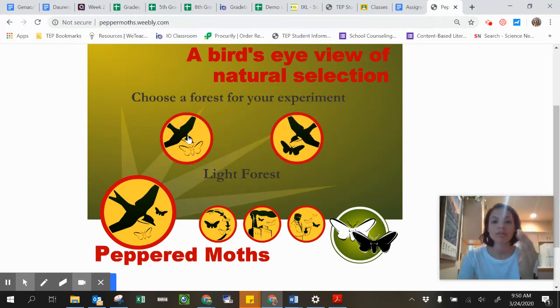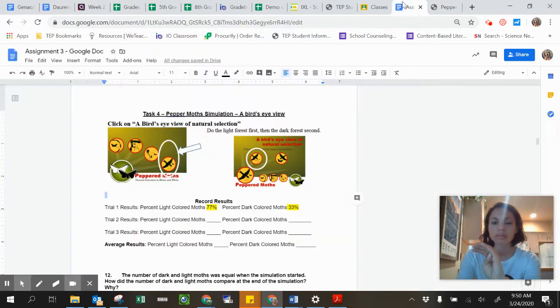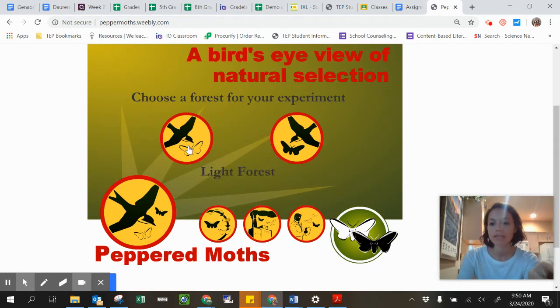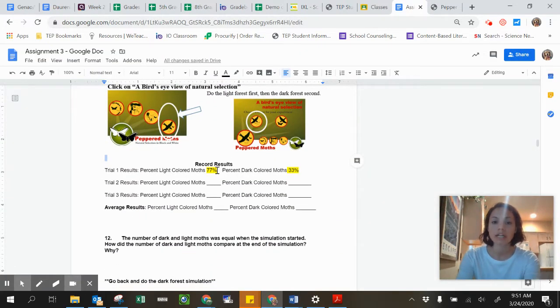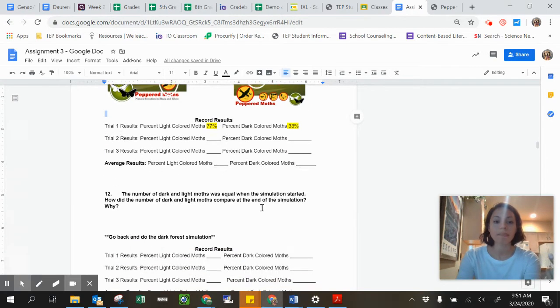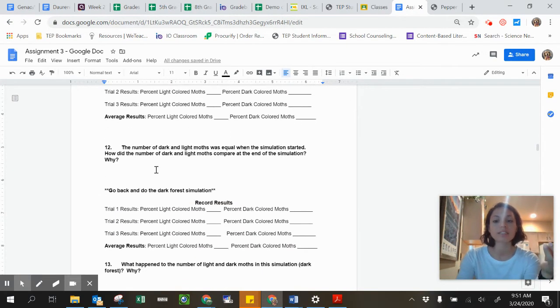You were supposed to do 4 times. Let me double check. Three times, and then an average. So 3 times of the light forest and then 3 times of the dark forest. Okay, so I showed you both. After you do that, you have to record your data. I did one with you yesterday for 77% and 33%. But then you have to answer these questions that come along with it.